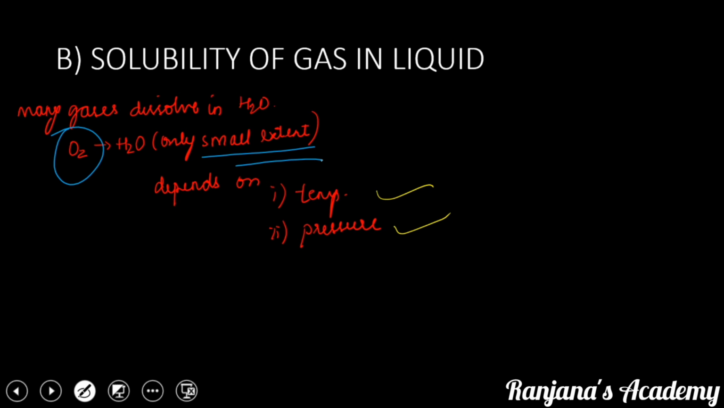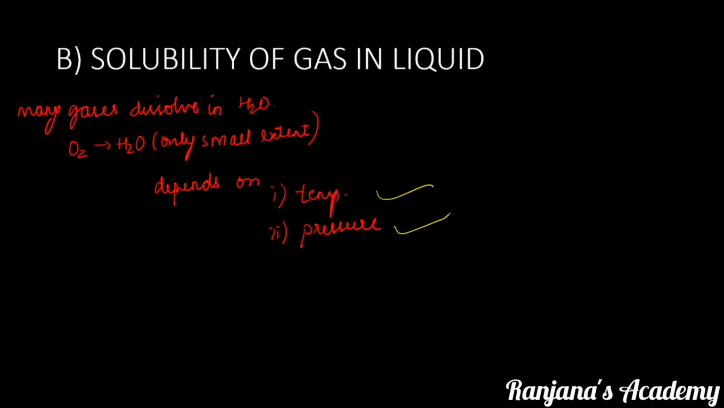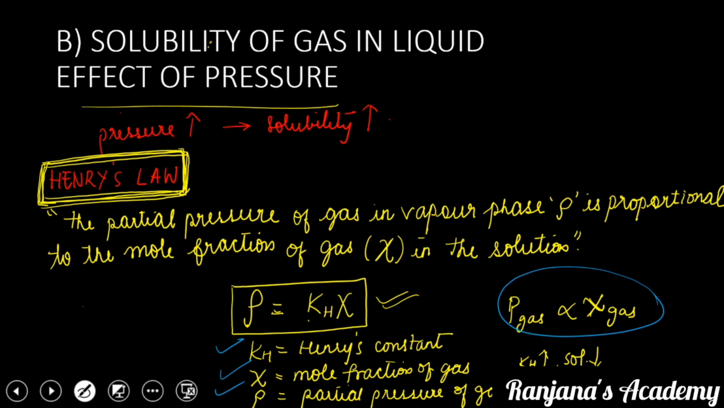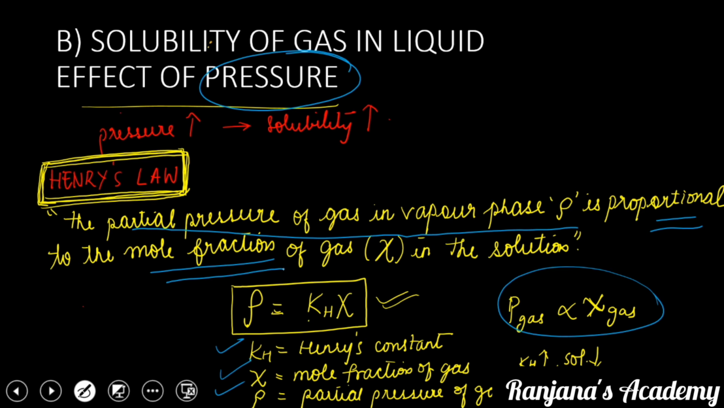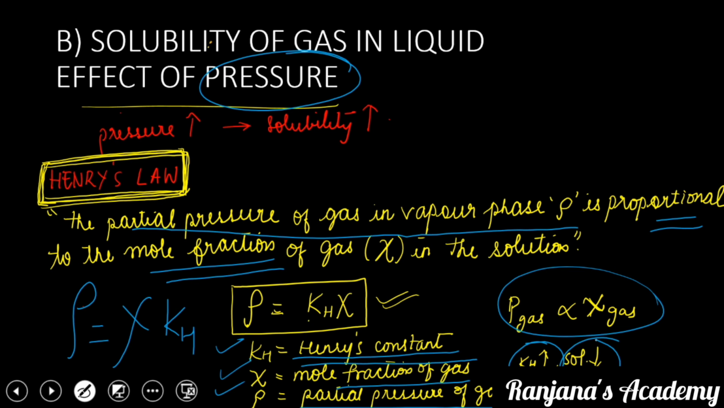Actually, the solubility of a gas in a liquid depends upon both the temperature and the pressure. Let us see how they affect the solubility. Based upon the effect of pressure, we have a separate law, which is one of the easiest and simplest laws, that is Henry's law. The partial pressure of gas in vapor phase is proportional to the mole fraction of the gas in the solution. So this is given by p = kH × x. kH is Henry's constant, x is the mole fraction of gas, and p is the partial pressure of gas. So when kH increases, solubility decreases.